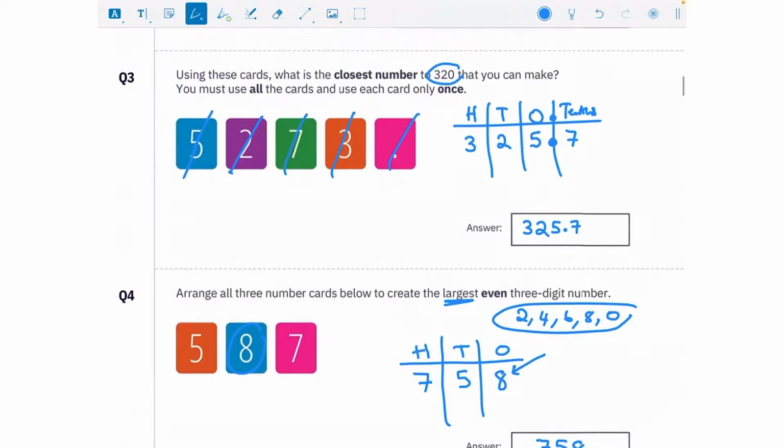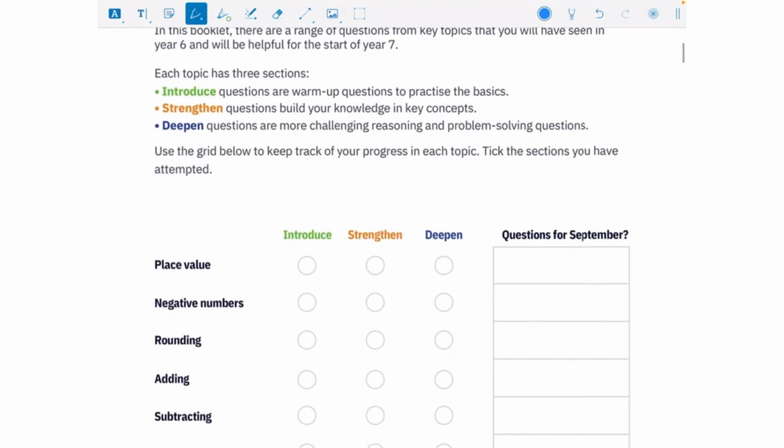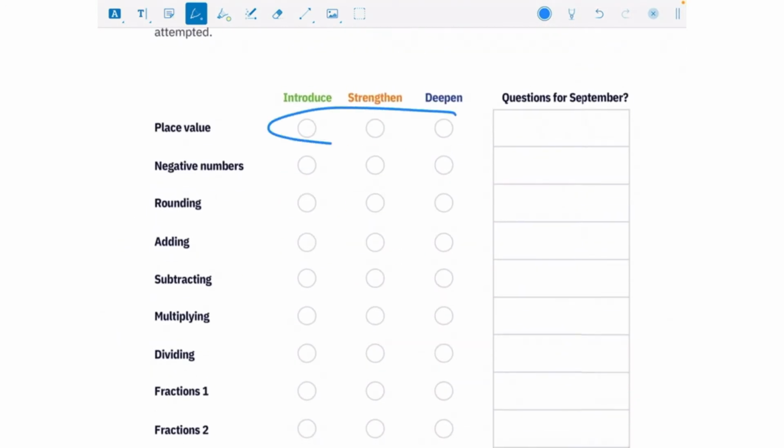So going back to the top, and your contents page, we've done all 3 of these. So introduce, strengthen, deepen. It's okay if you just manage to do introduce, or if you manage to do all 3, that's absolutely great. And we're going to move on to negative numbers next.